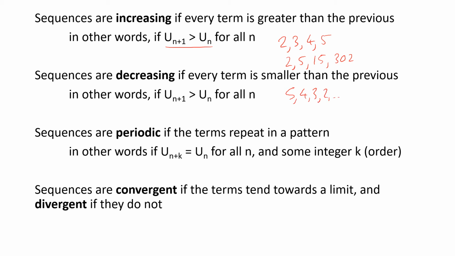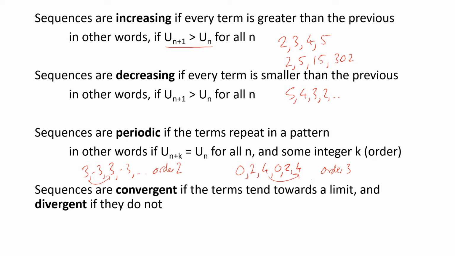Sequences are periodic if they repeat. So if I had a sequence that was going something like 3, minus 3, 3, minus 3, dot, dot, dot, that's a periodic sequence. The amount of terms it takes for the sequence to repeat is called its order. So because this takes 2 turns to get back to 3, this has an order of 2. If I had a sequence that went something like 0, 2, 4, 0, 2, 4, then that would have an order of 3 because it takes 3 turns to repeat a number.